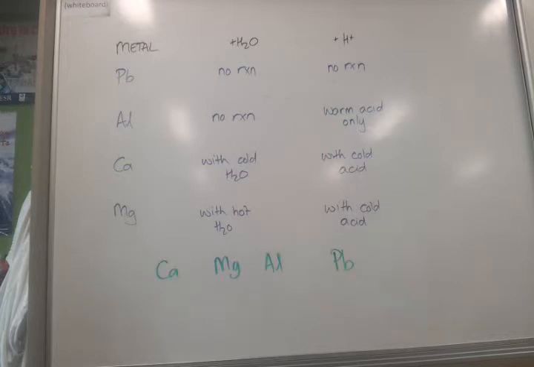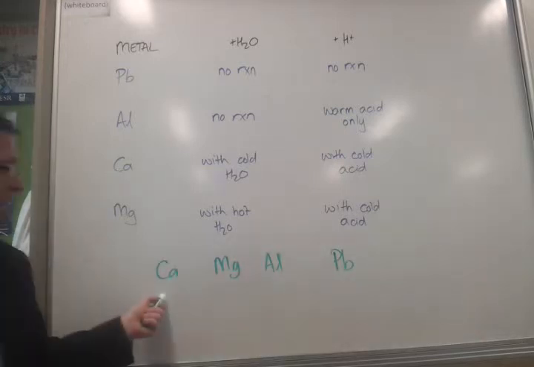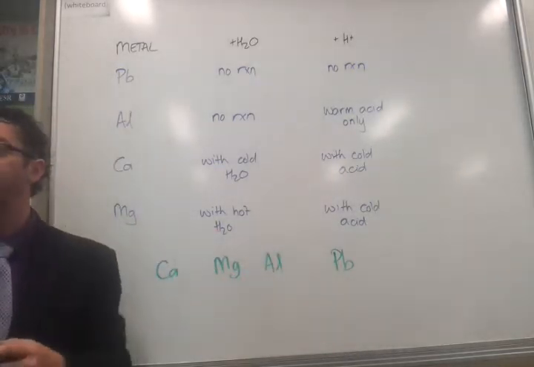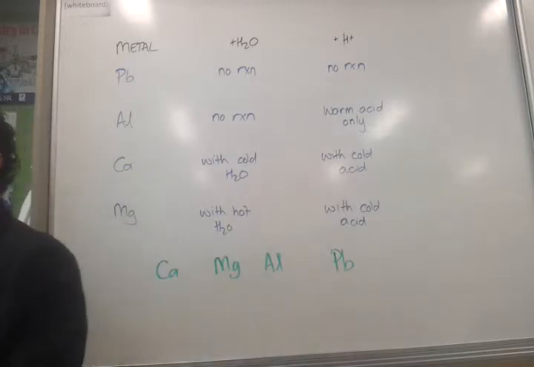So we could justify it. Remember, that's an excellence type word. Justify. So you need to say why calcium's there, why lead's there, and why magnesium is more reactive than aluminium, or vice versa. Now, a little word of warning about aluminium.